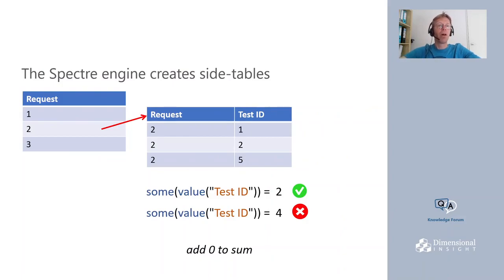How does this work? We want to have a DIMSUM at the level of request, and the Spectre engine will create side tables under the hood. If we look at the level of request and then look at request 2, for example, we can find that there are multiple records for request 2, namely for test ID 1, 2 and 5. For this side table, we can evaluate our DIMSUM expression, and check if some value for test ID is 2, which is actually true, and if some value for test ID is 4, which is false for request 2. So we add 0 to our DIMSUM.